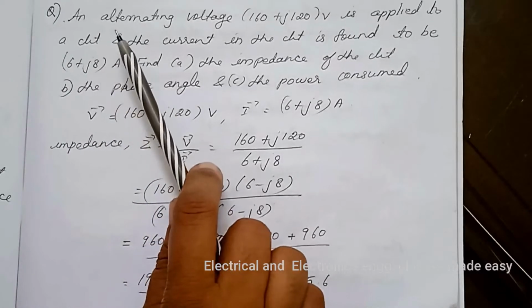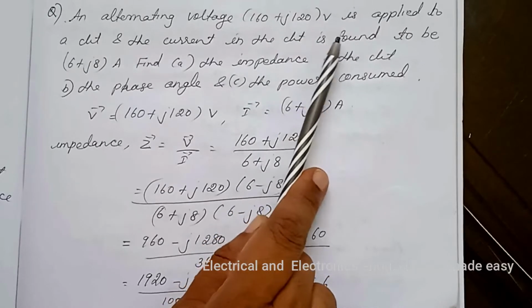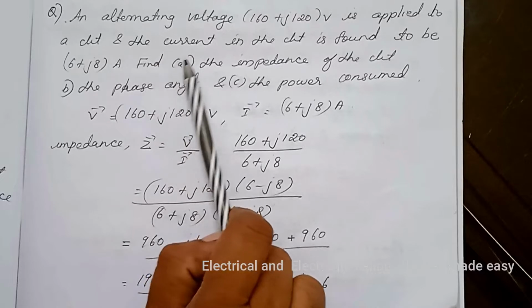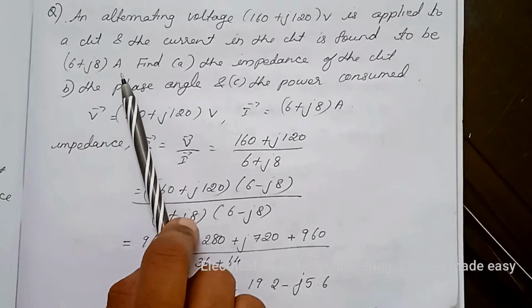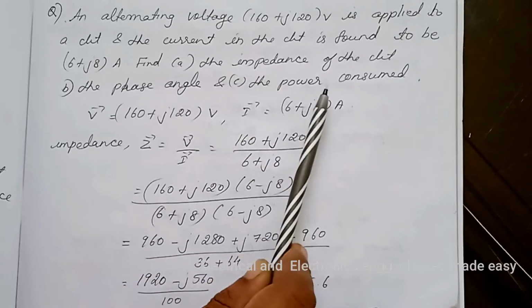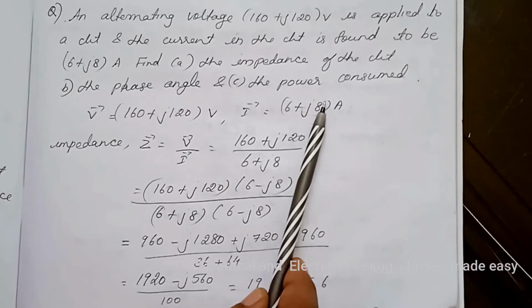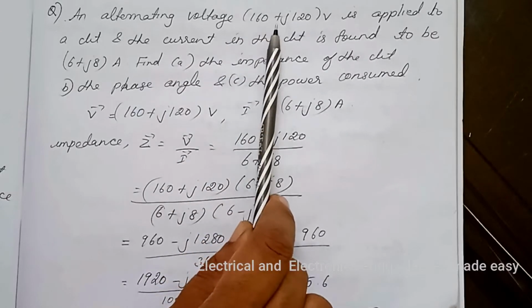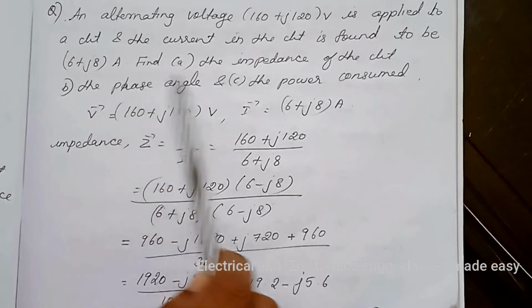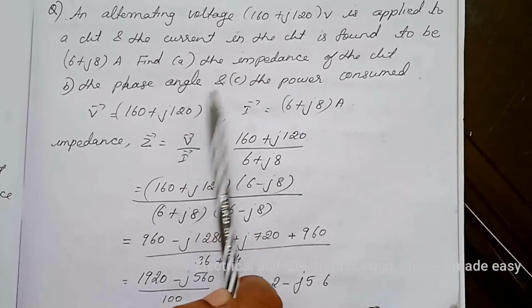First problem: an alternating voltage 160 plus j120 volt is applied to a circuit and the current in the circuit is found to be 6 plus j8 ampere. Find the impedance of the circuit, the phase angle and the power consumed. This is in the form of a plus jb format, so we have to find the impedance, phase angle and the power consumed.